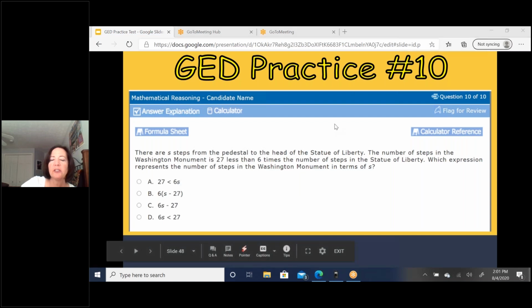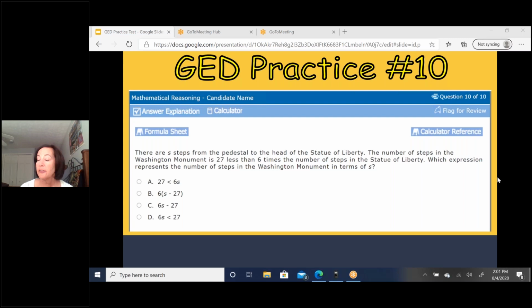We have one more question, and I think we should have time for it. There are S steps from the pedestal to the head of the Statue of Liberty. The number of steps in the Washington Monument is 27 less than 6 times the number of steps in the Statue of Liberty. Which expression represents the number of steps in the Washington Monument in terms of S?